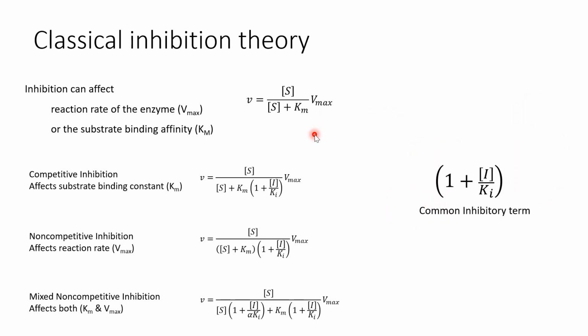So if you look at these equations, you have this common term, 1 plus I over Ki. Except for in the mixed, it's a little bit modified because you have two Ki's. You have an alpha Ki and a Ki, supposedly one for affecting the enzyme with no substrate, and one affecting the enzyme with substrate. So you have two different binding events, essentially.